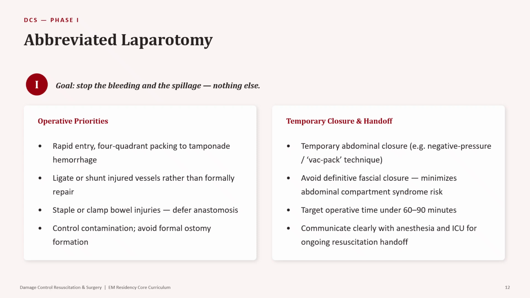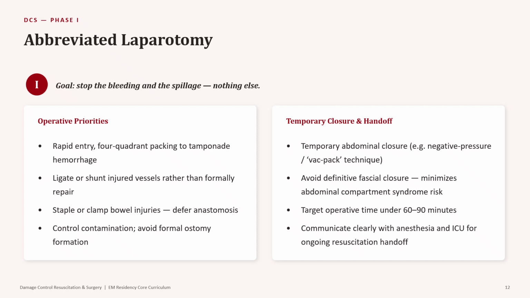Coming to phase 1, the abbreviated laparotomy. The goal is to stop bleeding and the spillage, nothing else. There's no reconstruction, no repair, nothing. Only stop the bleeding and stop the spillage. Operative priorities include rapid entry, 4-quadrant packing to tamponade hemorrhage, ligate or shunt injured vessels rather than formally repair them, staple or clamp bowel injuries, defer anastomosis, control contamination, and avoid formal ostomy formation.